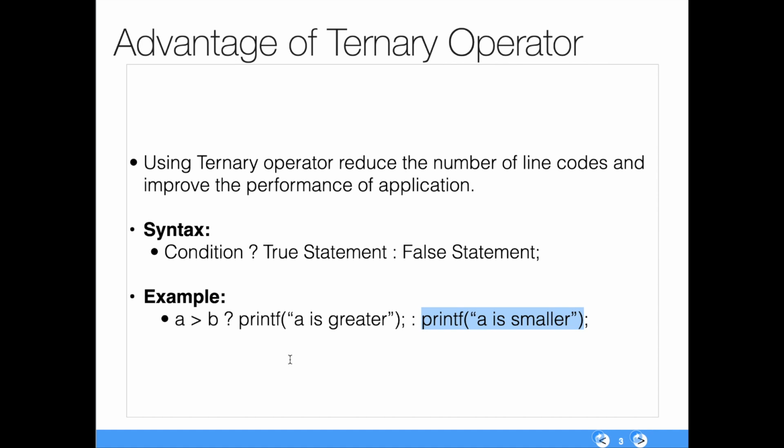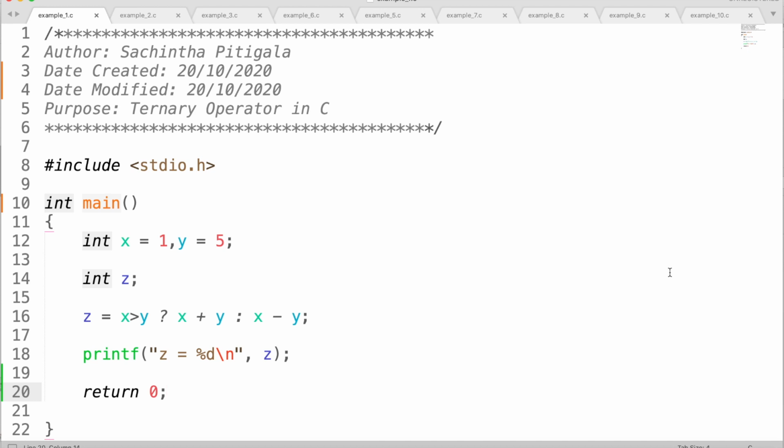Let's look at an example on the ternary operator. In this example, I am trying to assign a value to the z variable based on my x and y values. If x is greater than y, then I am going to assign the summation of x and y to my z variable. If x is less than y, then this condition becomes false, and I'm going to assign the difference between x and y. That is what I'm trying to do in this program.